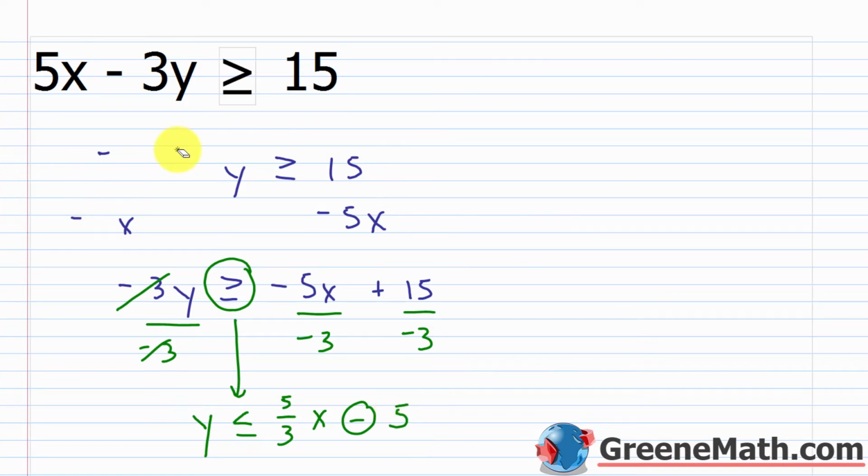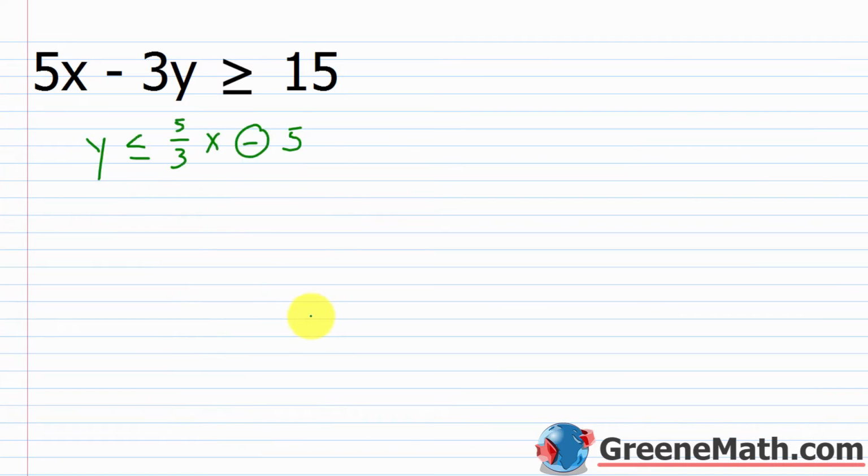So let's erase this. Pull this up here. And again, I still want to graph my boundary line. So I'm just going to replace this with equals. So my boundary line, I would have y equals 5/3 x minus 5. Now again, because this is a less than or equal to, it's a non-strict inequality. So that tells me that points on the boundary line will satisfy the inequality. And so I want a solid line.